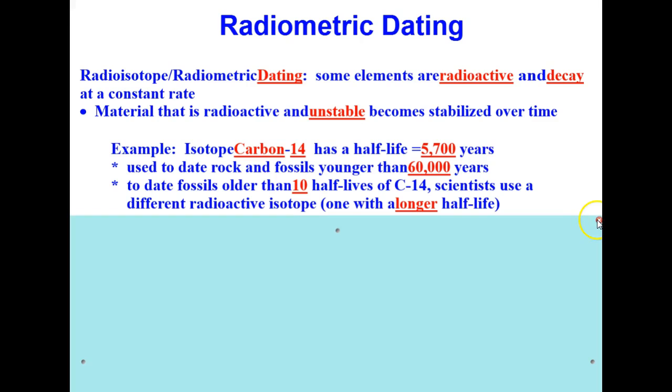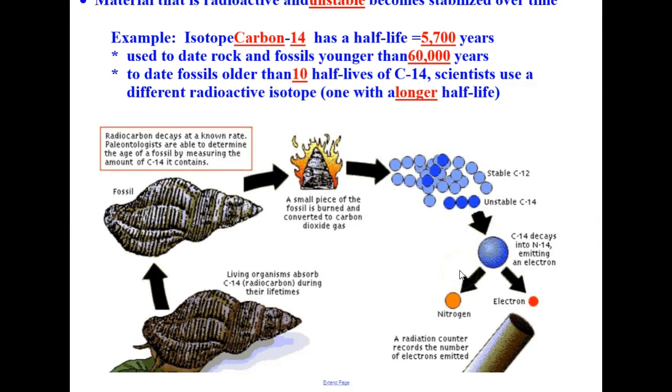Let's take a look at this diagram, which shows the process of carbon dating. All right, so here we go. Let's start here. We have a living organism that absorbs C14 radiocarbon during their lifetime. Okay, this looks like a snail that was eating a leaf, for example. It then becomes a fossil. Radiocarbon decays at a known rate. Paleontologists are able to determine the age of a fossil by determining the amount of carbon-14 it contains.